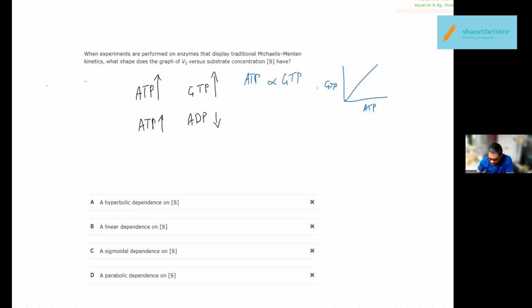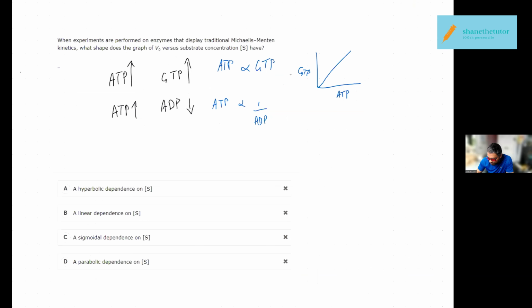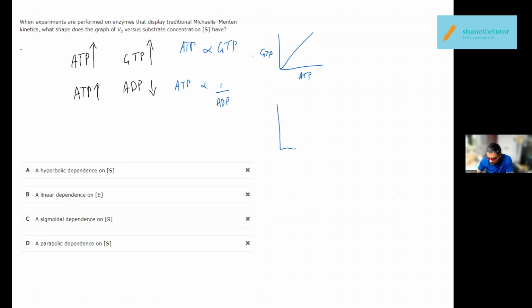Now, let's think about this ATP ADP proportionality. So if ATP goes up, ADP goes down. So the proper way to write this would be proportional to 1 over ADP. And let's think about what that looks like. Now, most people would think, okay, if the direct proportion is this straight line going up like that, it should just go down like this. But no, that is not what happens.